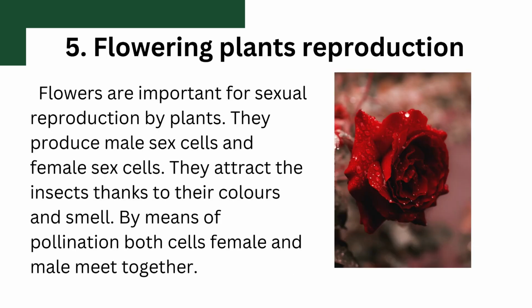Flowering plants' reproduction. Flowers are important for sexual reproduction by plants. They produce male sex cells and female sex cells. They attract the insects thanks to their colors and smell. By means of pollination, both cells, female and male, meet together.